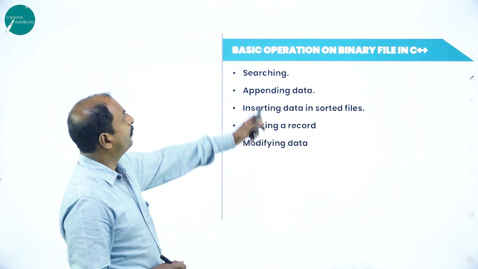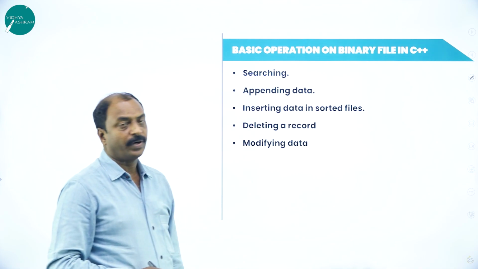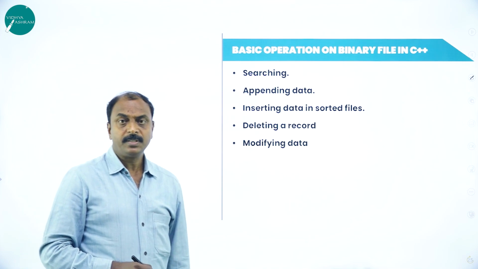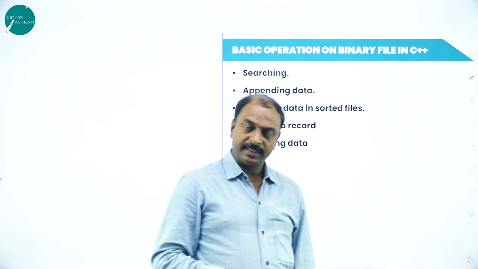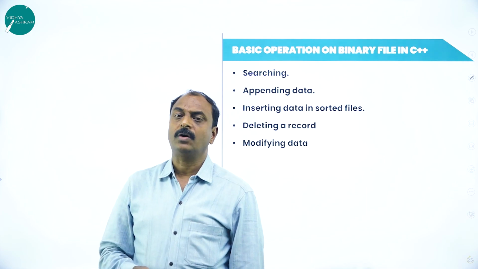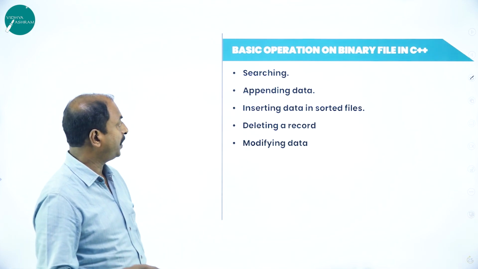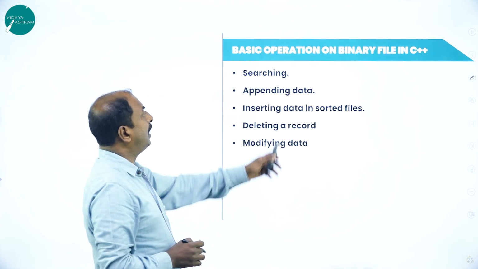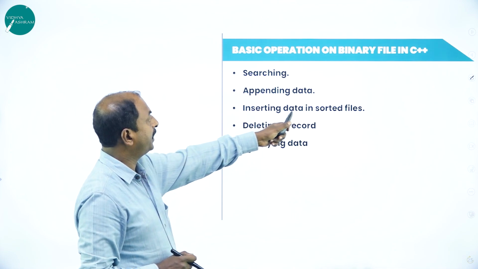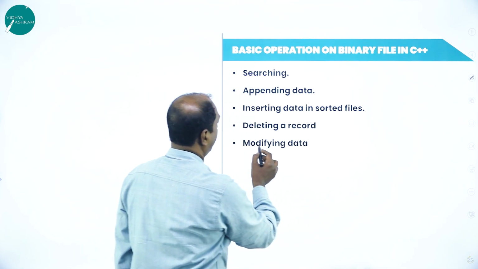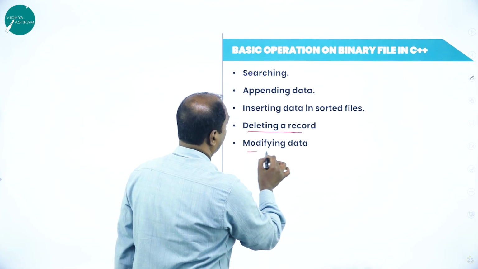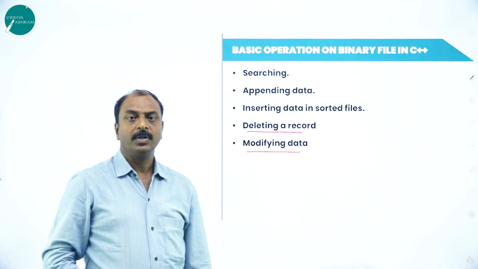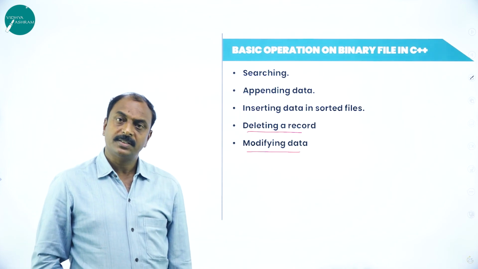Next concept is basic operations on binary files in C++. Now we know what a binary file is, and as per the definition, it stores the data exactly how the values are stored in the computer memory. The operations are the searching operation, appending data, inserting data in a sorted file, deleting a record, and modifying data. These are the different operations that can be performed on binary files in C++.